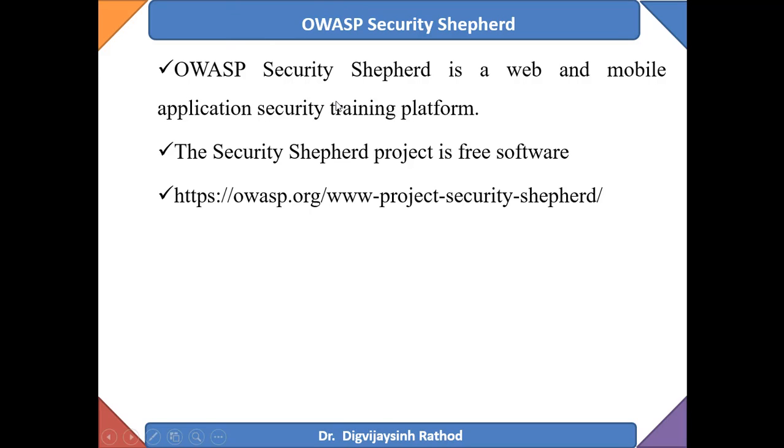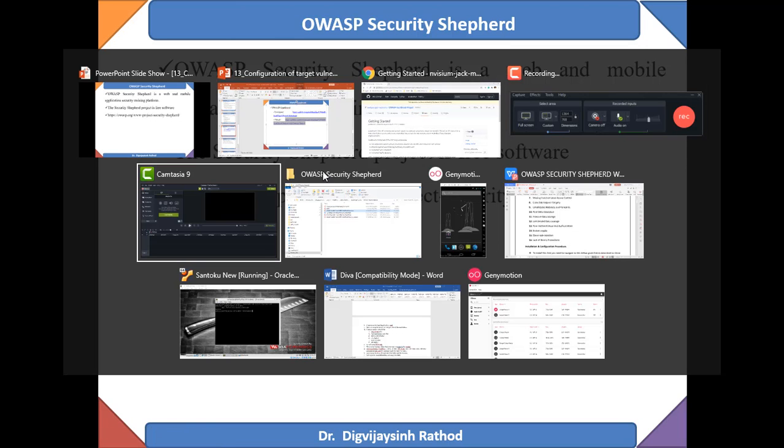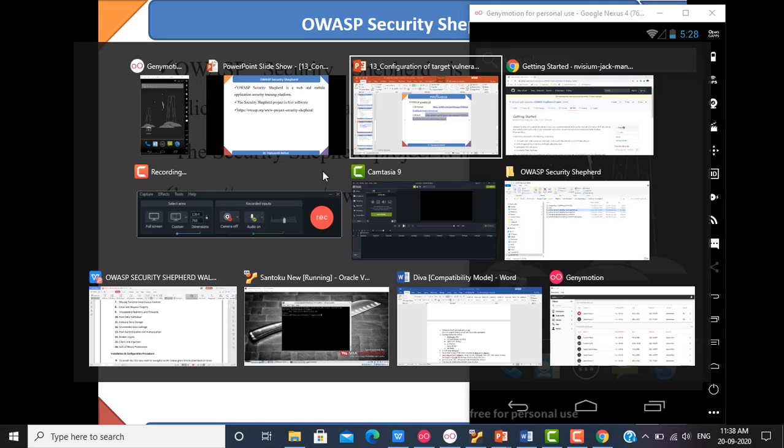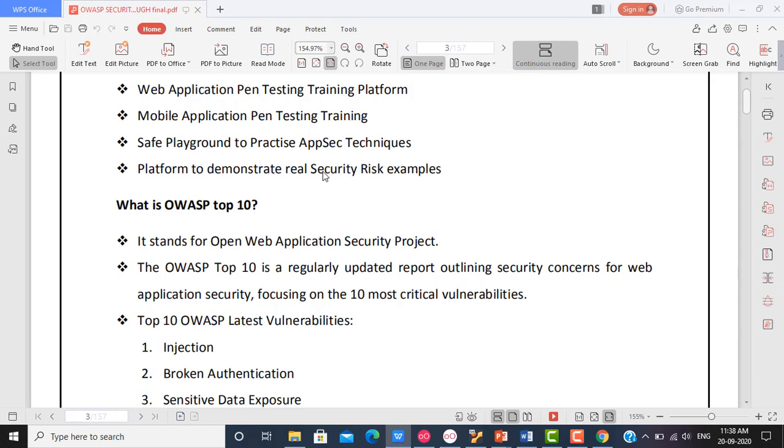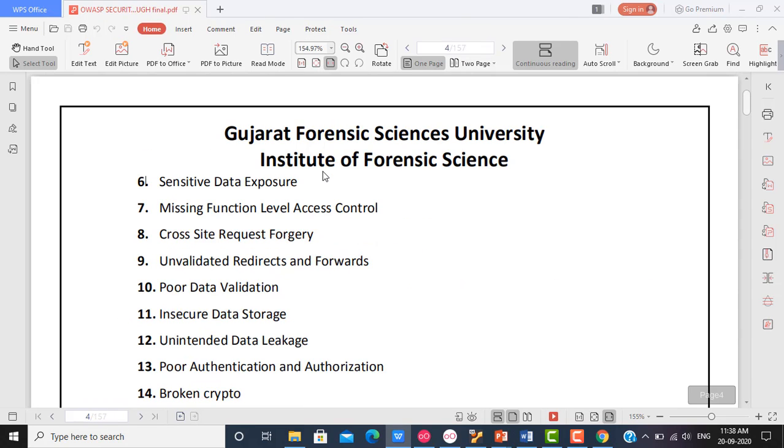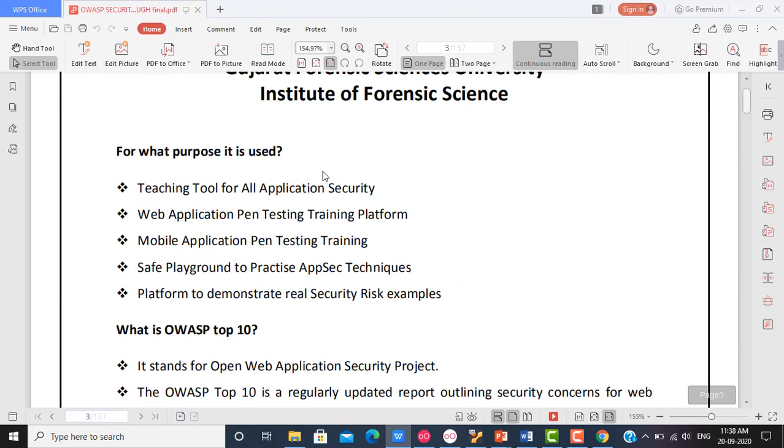So let's just have brief details about the OWASP Security Shepherd. We already have the complete document related to the OWASP Security Shepherd. So it is meant for the OWASP Security Shepherd. Basically, you will find for what?